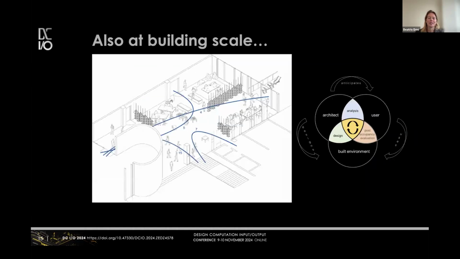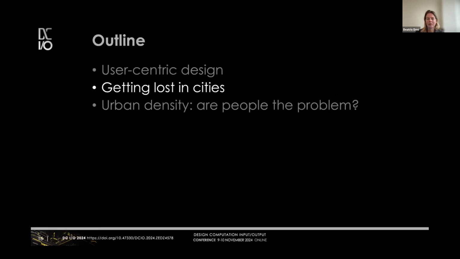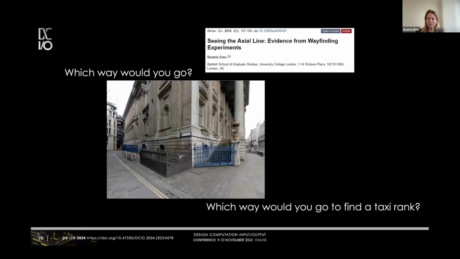Such as this, we did a research project on informal learning spaces that also had a teaching initiative. So the thoughts and ideas can be applied at building scale also. So my first big theme today is getting lost in cities. What can spatial cognition add in terms of user-centric design?